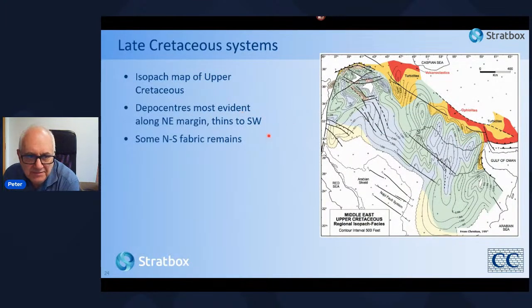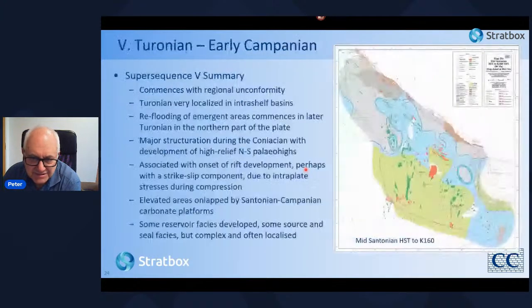This is an isopach map of the Upper Cretaceous, and deeper centres are most evident along the northeast margin, thinning to the southwest against the Arabian Shield, and we can see that some of the north-south structural grain remains: the Dukhan Arch, Ghawar, and the Burgan High. These all remain as controls on differential subsidence and sedimentation during the late Cretaceous.